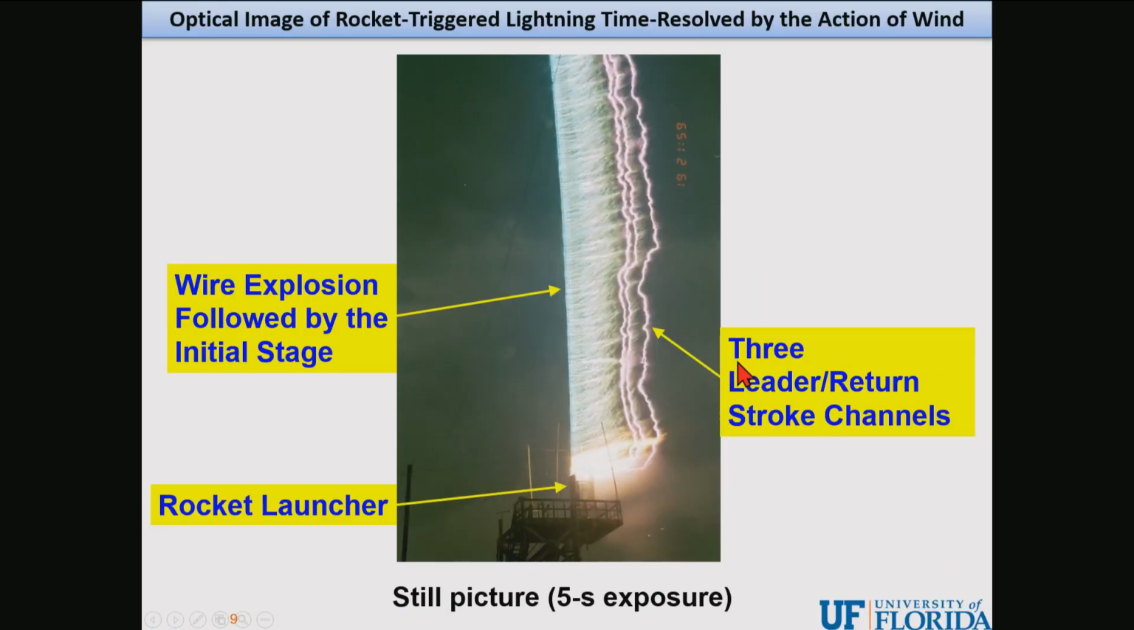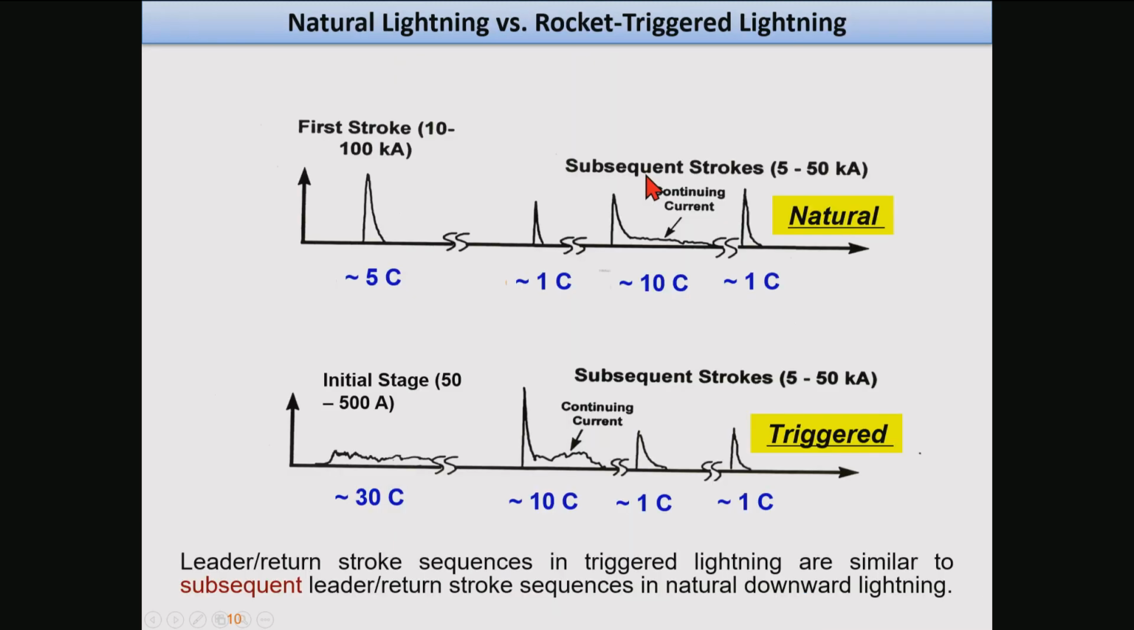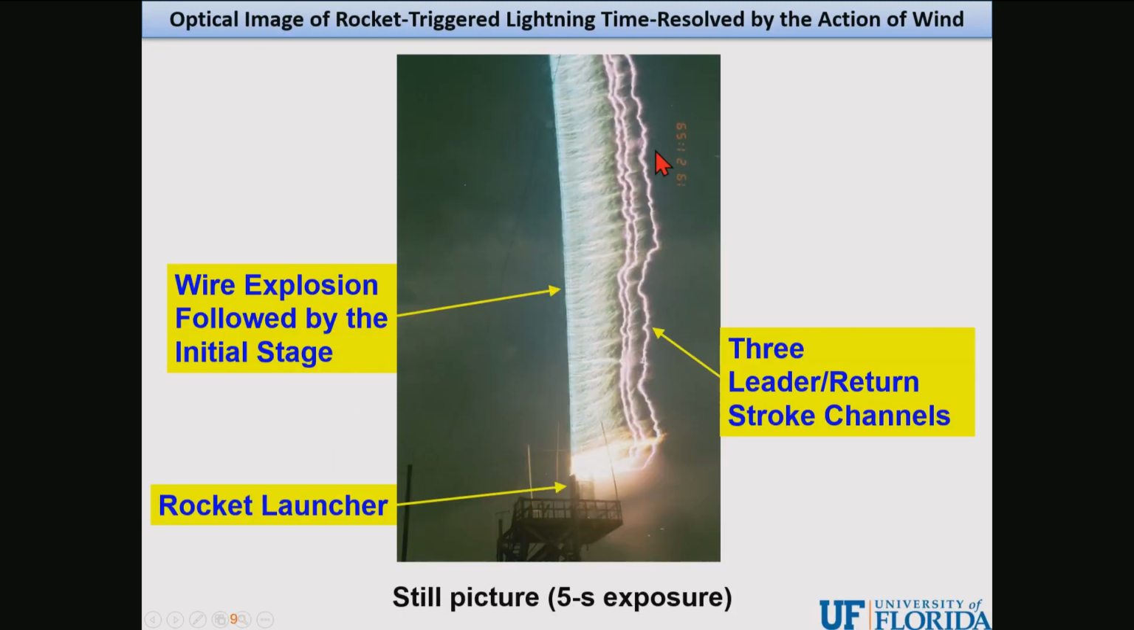This is a still photograph of rocket-triggered lightning, but it is actually time resolved by the action of wind blowing from left to right. This sharp edge here indicates the wire explosion and the initial stage current. So this portion of the image is the initial stage of rocket-triggered lightning. Then there are 3 distinct channels separated by dark gaps. Those are leader return stroke sequences. Leader and return stroke are not resolved here, of course, but each of the three channels is a leader return stroke sequence.